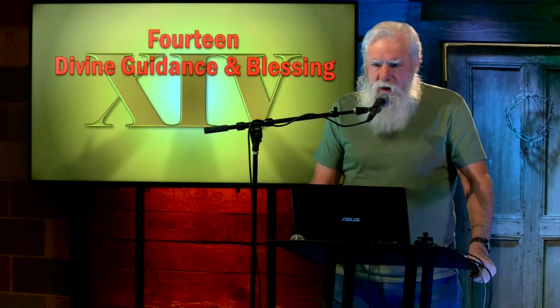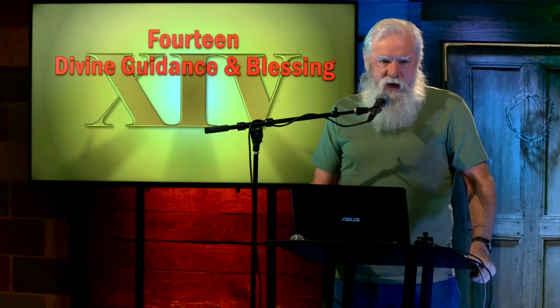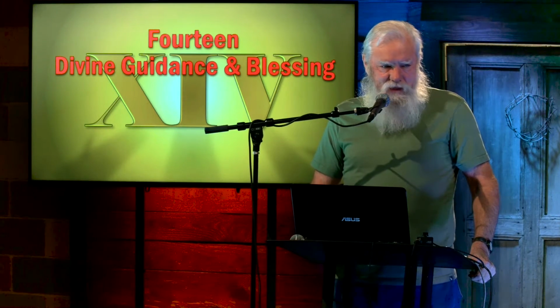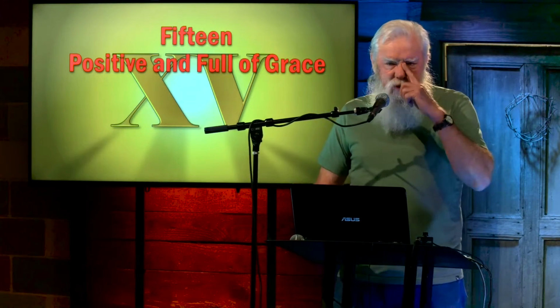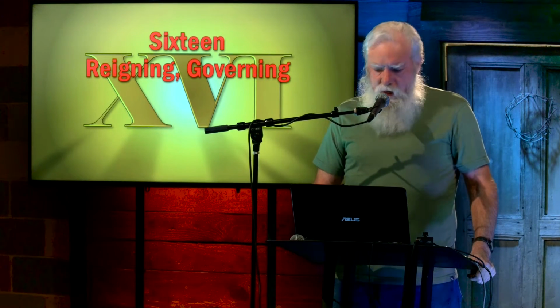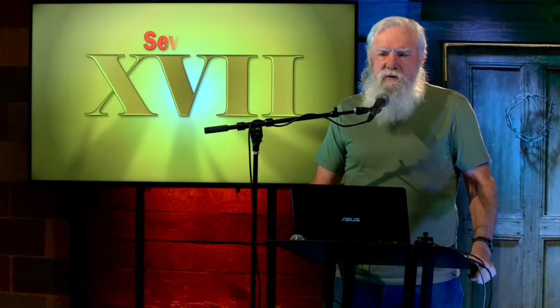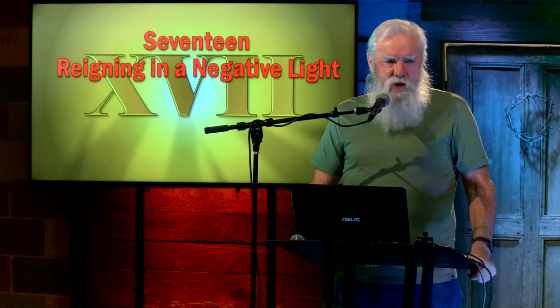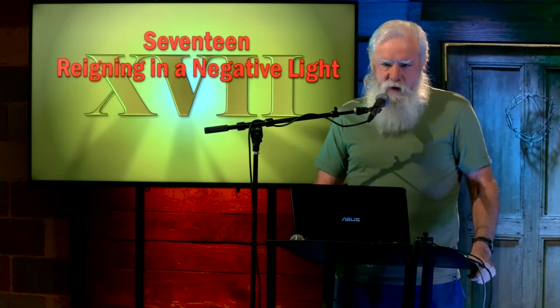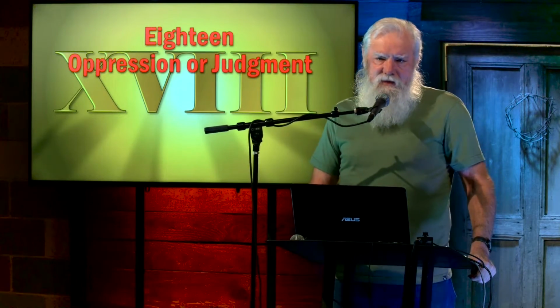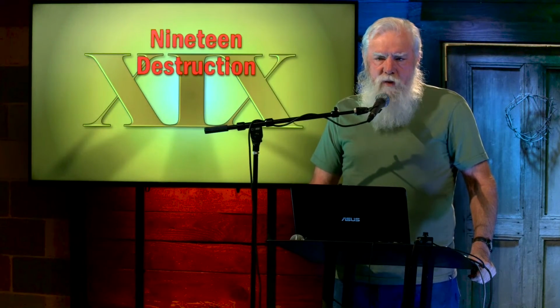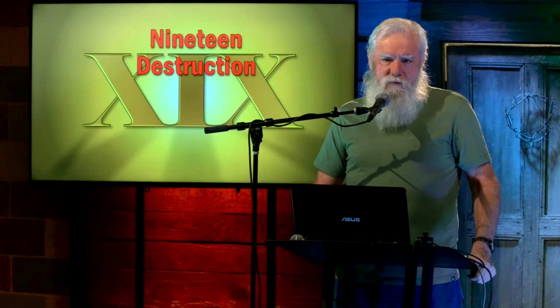Notice the contrast in the different meanings of these numbers. And we'll find usually 85 to 95% of the times that a number appears, it carries these meanings. The number 15 is a very positive number, and it's full of grace. 16 is the number of reigning or government, especially reigning. 17 is the number of reigning, but it's always in a negative light, negative reigning. And then 18 is the number of oppression or judgment. 19 is the number of destruction, like annihilation.